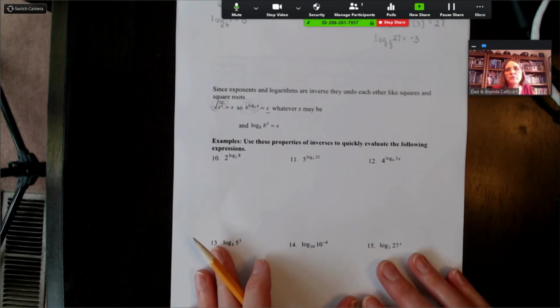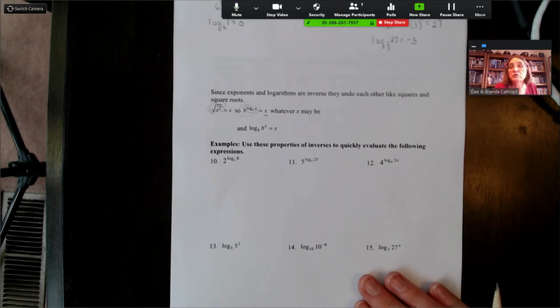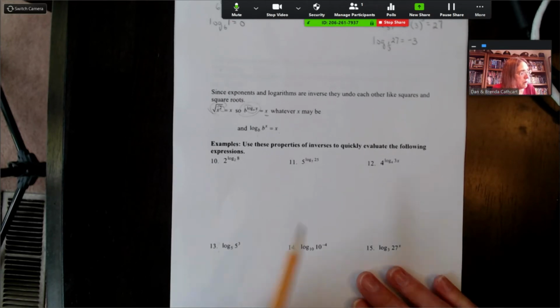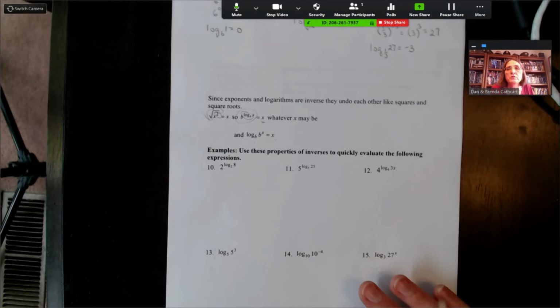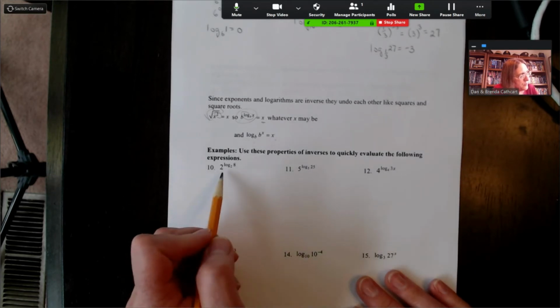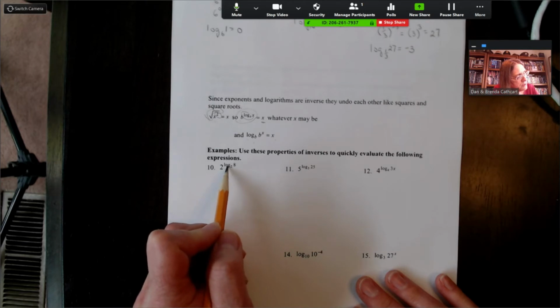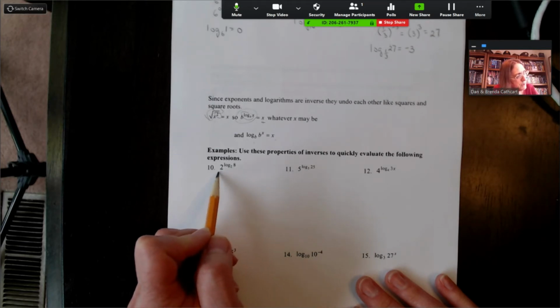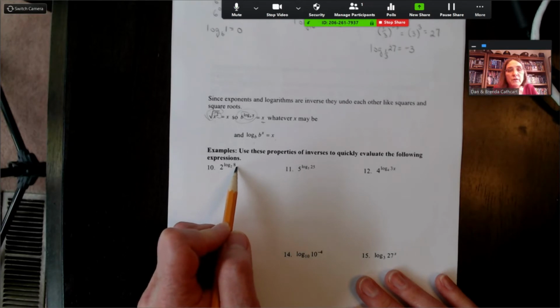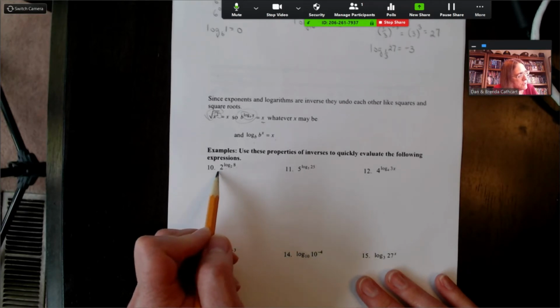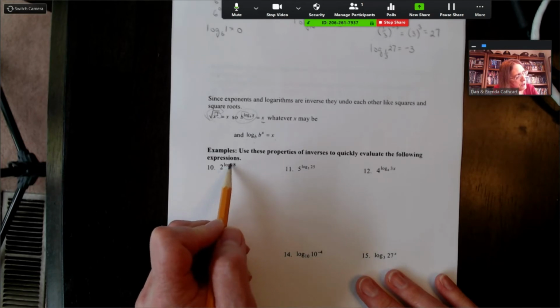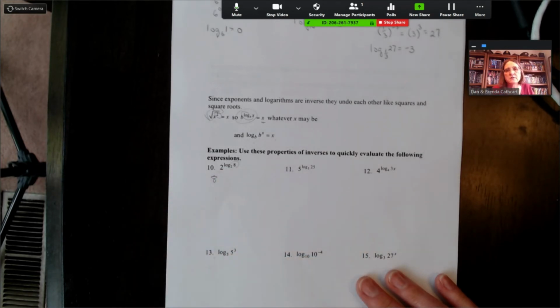Okay, let's see how this works. On this first one, I'm going to work it two ways. I'm going to work it using our inverse properties, and I'm also going to work it step by step by evaluating the logarithm, so that we can see that we get the same answer. By using inverses, I see I have base 2 raised to the log base 2 of 8. These two have to be the same in order for them to be inverses. Since these two have the same base, the exponent and the log undo each other, and our answer is just 8. Let's convince ourselves that that's true by doing it step by step.